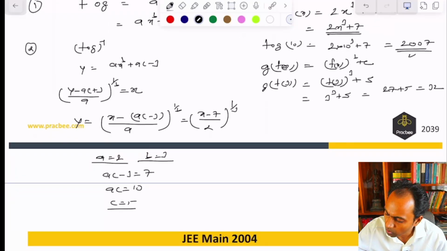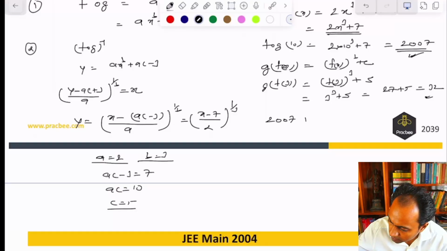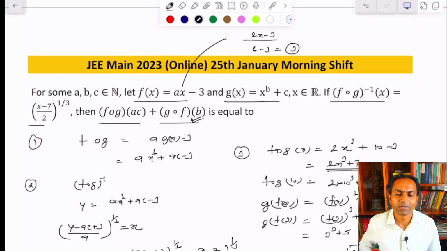Now what they're asking, you add these two values that we have got. So if I add 2007 and 32, the answer comes out to be 2039. And that becomes the answer to this question. So the question is fundamentally the same question. What we have to do is follow through every step that I'm writing. And if I do it very nicely and slowly, I will be able to get the maths.